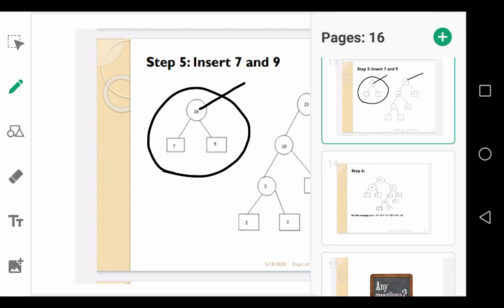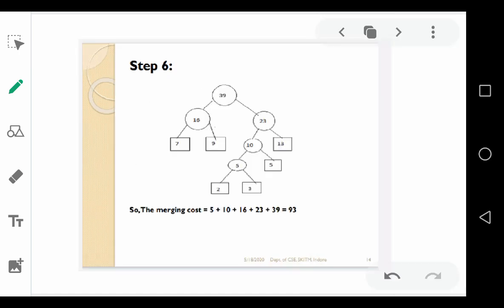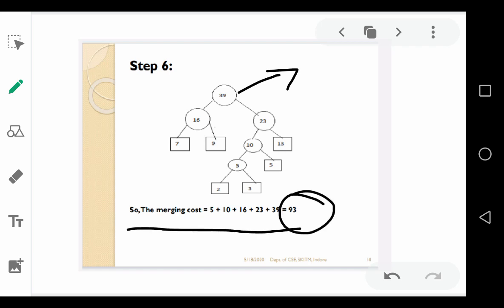Now in the final step at the root node, we get 16 plus 23, that is 39. So in a precise way, we can say the merging cost of all the elements is 93: 5, 10, 23, 16, 39. So the merging cost is the sum of all those values, which equals 93.